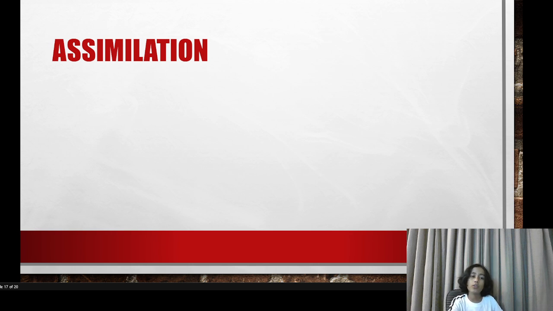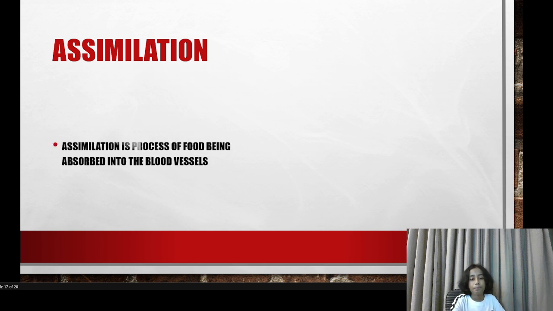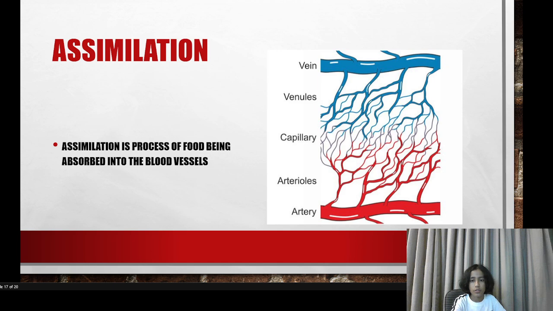Assimilation is when the nutrients absorbed are converted into a compound so that we can use it for the growth and functioning of our body. And it's also transferred to our blood vessels. So when we eat food, proteins are converted into amino acids. Fats are converted into fatty acids, or they're converted into glycerol. This is the process of assimilation, and it is carried out to the capillaries of our body.